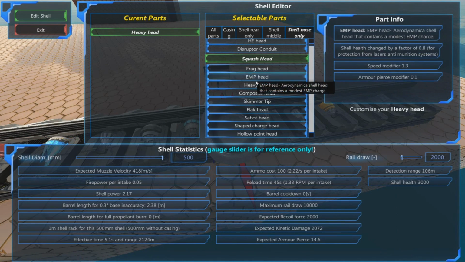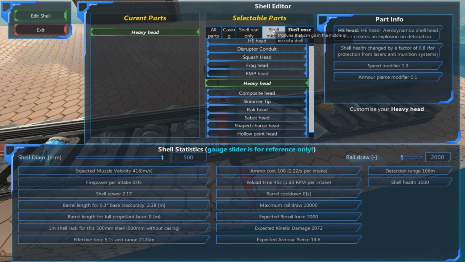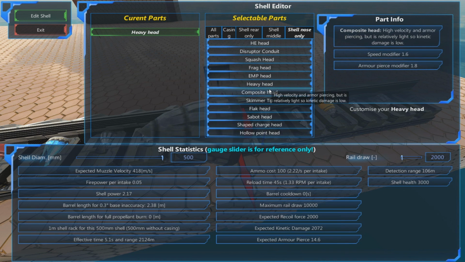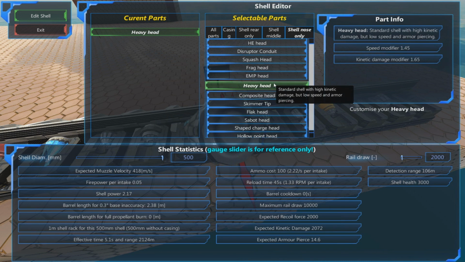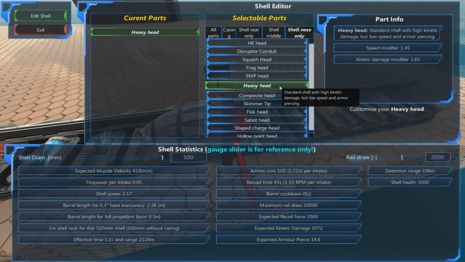And now we get to the Heavy Head. In days gone by, this was referred to as the AP Capped Head, but to avoid excessive confusion, this is replaced. This is now called the Heavy Head. So, we're getting back into kinetic shells. The Heavy Head is like the nose equivalent of the solid warhead body. Of the 3 kinetic heads available to you, which are, by the way, Heavy Head, Composite Head, and Sabot Head, this has the highest kinetic damage, but the lowest armor penetration.